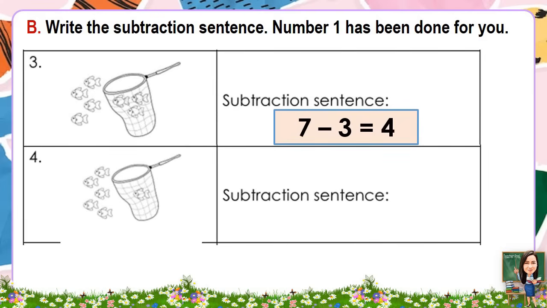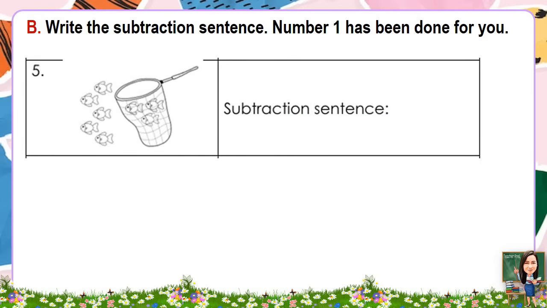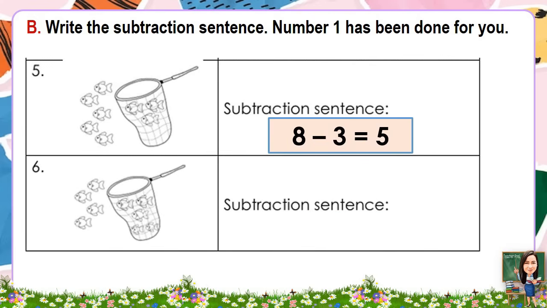What is the subtraction sentence for number 4? Correct! The subtraction sentence for this is 6 minus 1 equals 5. Number 5. Give the subtraction sentence. Correct! The subtraction sentence is 8 minus 3 equals 5. Number 6. What is the subtraction sentence? Correct! The subtraction sentence is 9 minus 5 equals 4.